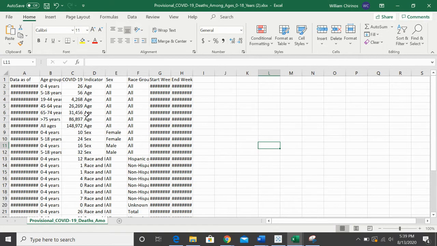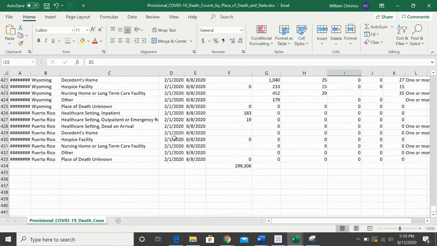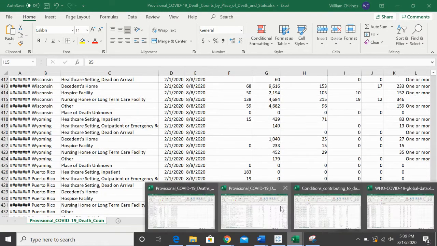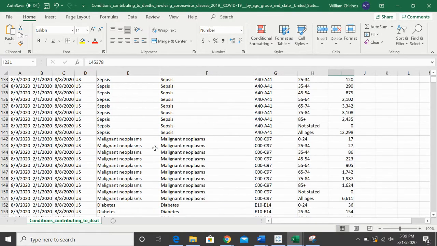So what I did is I went to the CDC's website and downloaded raw data that was current as of yesterday. I did that using 3 different spreadsheets, and one of the spreadsheets is from the World Health Organization. So you can see here I've got 4 different spreadsheets, about a total of 30,000 lines of data here. So it's quite a bit.